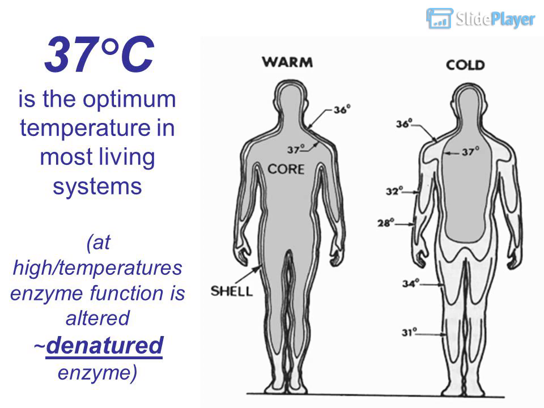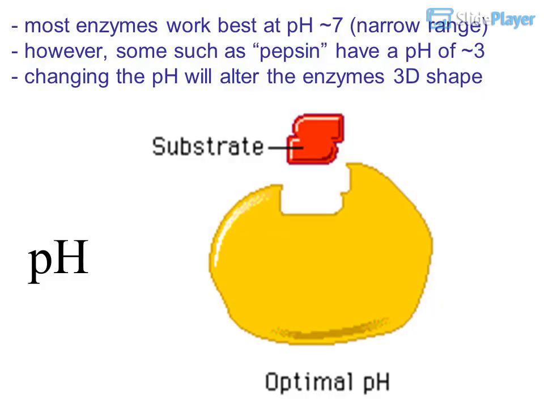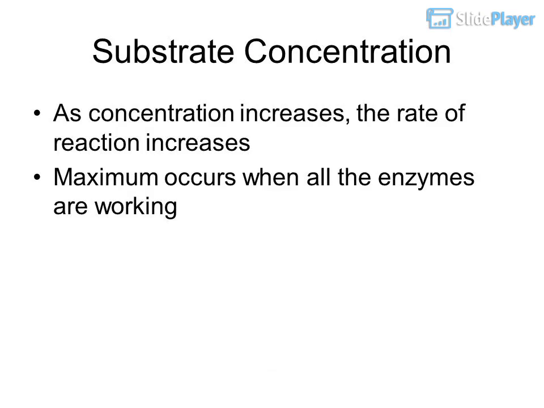37 degrees Celsius is the optimum temperature in most living systems. At high temperatures, enzyme function is altered, giving a denatured enzyme. Most enzymes work best at pH 7, in a narrow range. However, some, such as pepsin, work at a pH of 3. Changing the pH will alter the enzyme's 3D shape. Substrate concentration: as concentration increases, the rate of reaction increases. Maximum occurs when all the enzymes are working.